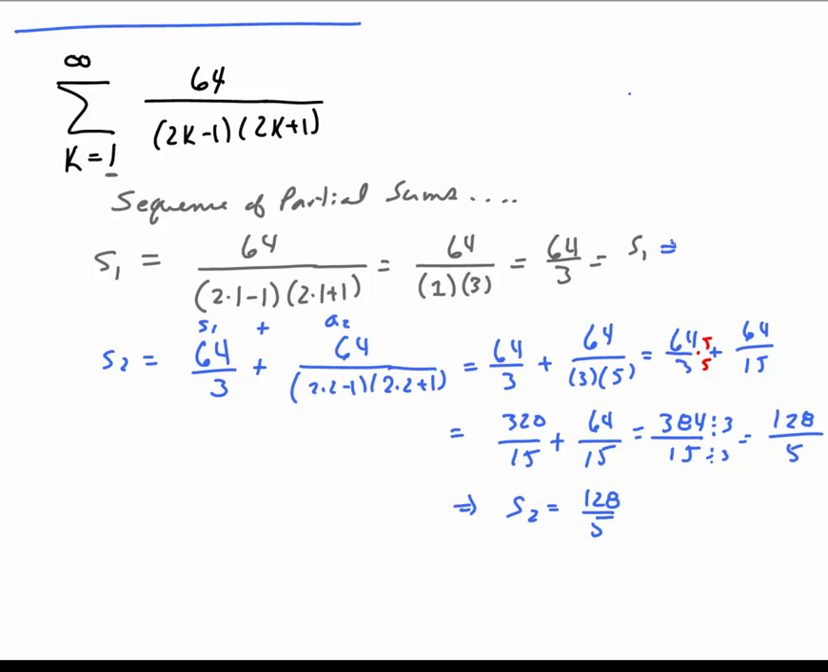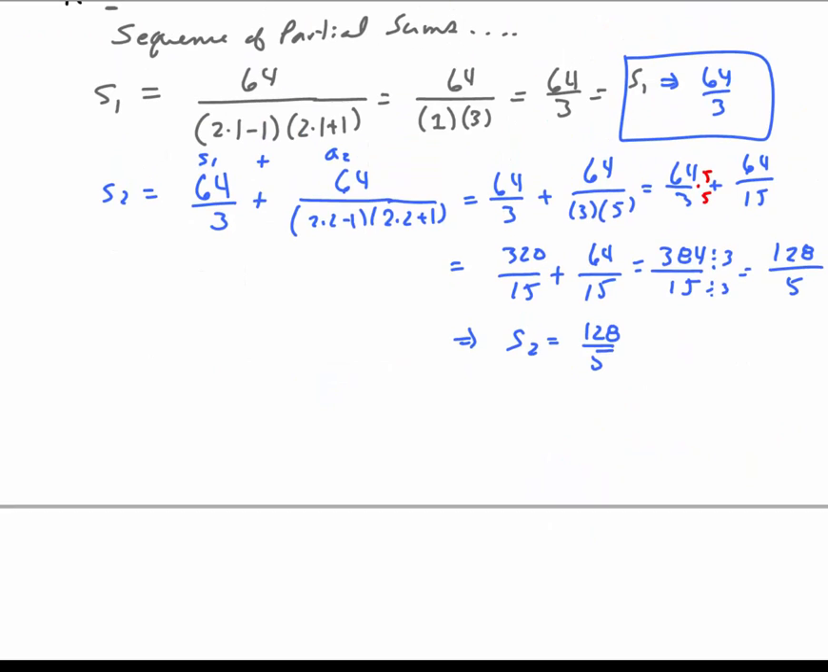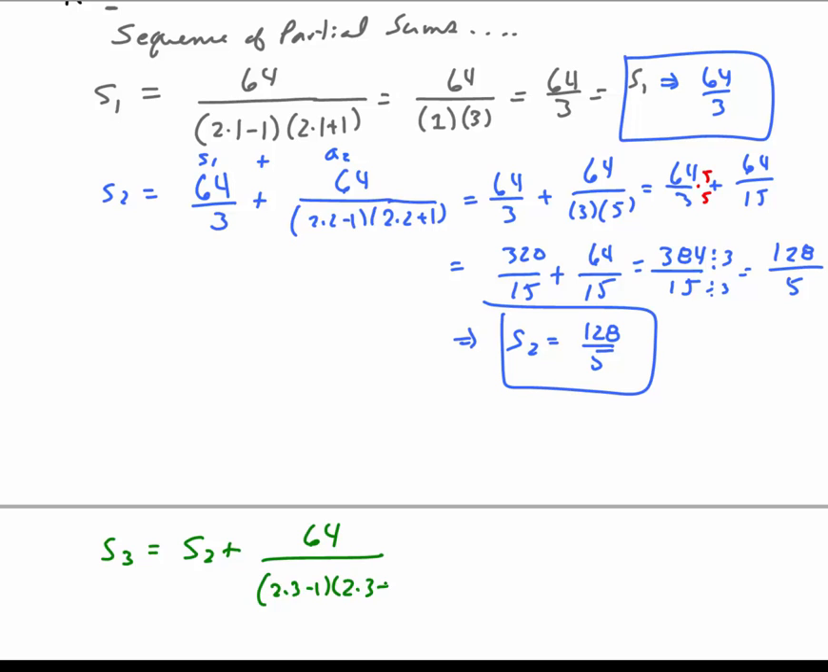So remember, s sub 1 was 64 thirds. That means the first term. S sub 2 means my first two terms added together. So let's go ahead and look at s sub 3. So that's going to be s sub 2 plus 64 over 2 times 3 minus 1, 2 times 3 plus 1.